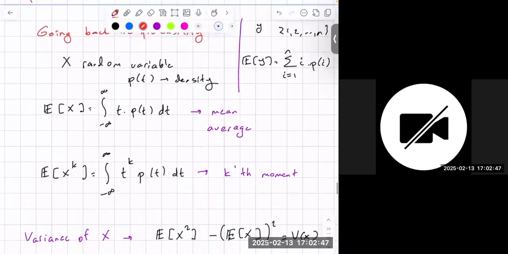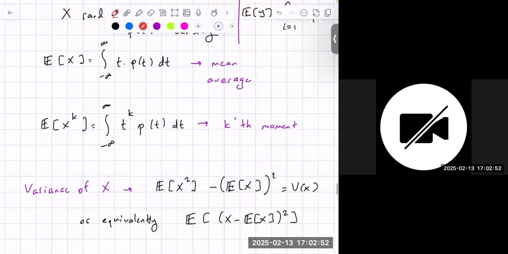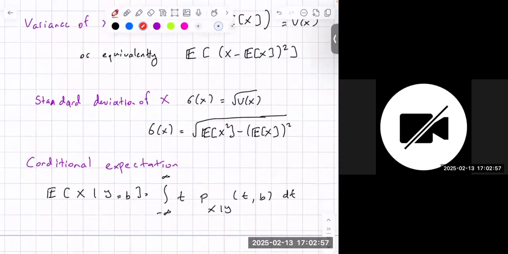Okay. Now going back to probability, we talked about expectation, second moment, third moment, variance, standard deviation. Then we started talking about conditional expectation. So what is conditional expectation? If my second variable y is somehow related to x, when I know something about it, it changes my expectations about x. Suppose you know y is b, whatever that b is. How are you going to update your estimate for the expectation of x?